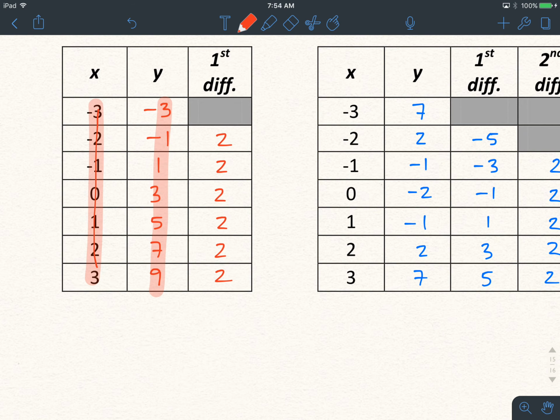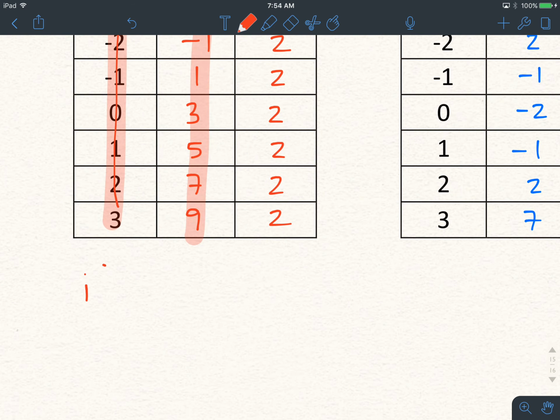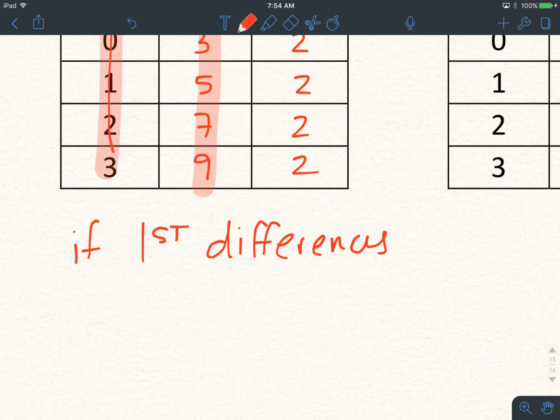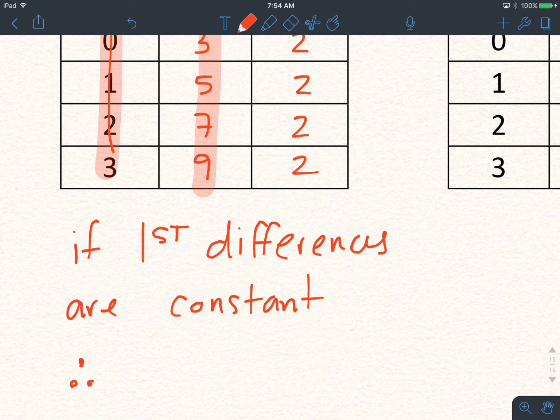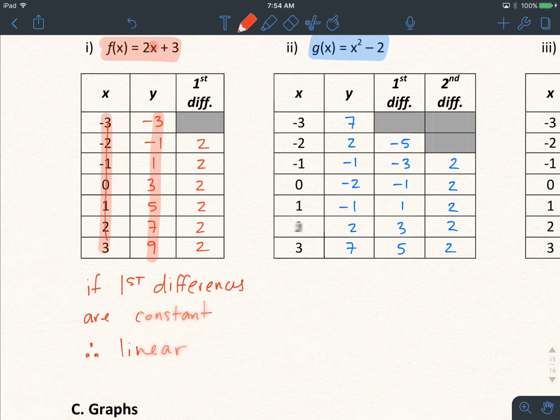If the first differences come out common, and again, first differences has a clue right in it. First differences, of course, are subtraction. So when I talk about first differences, it's the first set of subtractions that you do with the output values, the y components of your table. So if first differences are constant, we know, therefore, this is going to be linear. That is a pull from all the way back in grade 9, so that should be very familiar to you.